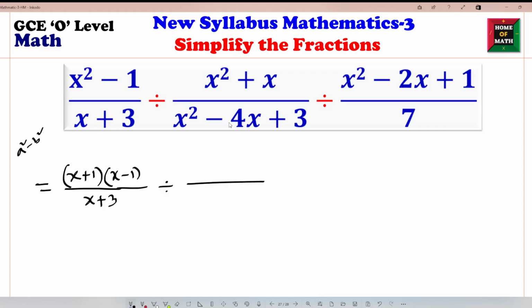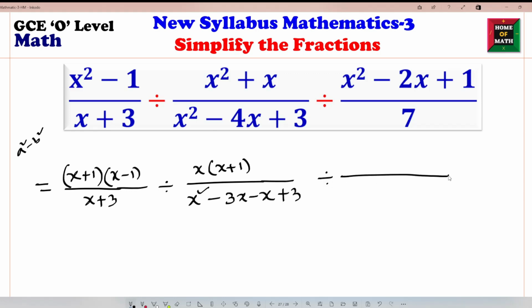Divided by, here we can take common x, so x(x + 1), and this one, x² − 4x + 3, we can factorize by the middle term, like x² − 3x − x + 3. Divided by, here is x² − 2x + 1. This one also we factorize, like x² − x − x + 1, since 1 times 1 means 1, and −x − x means −2x. Divided by 7.